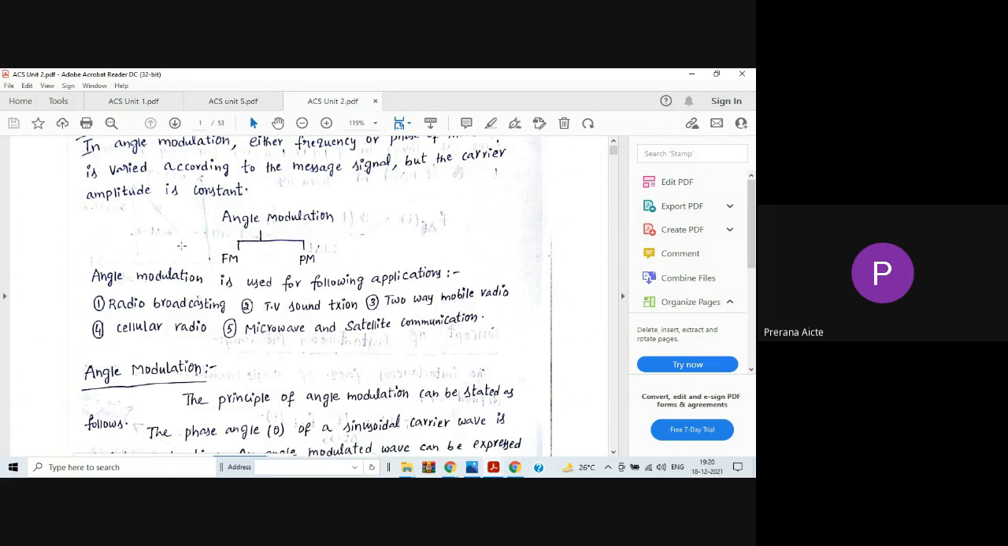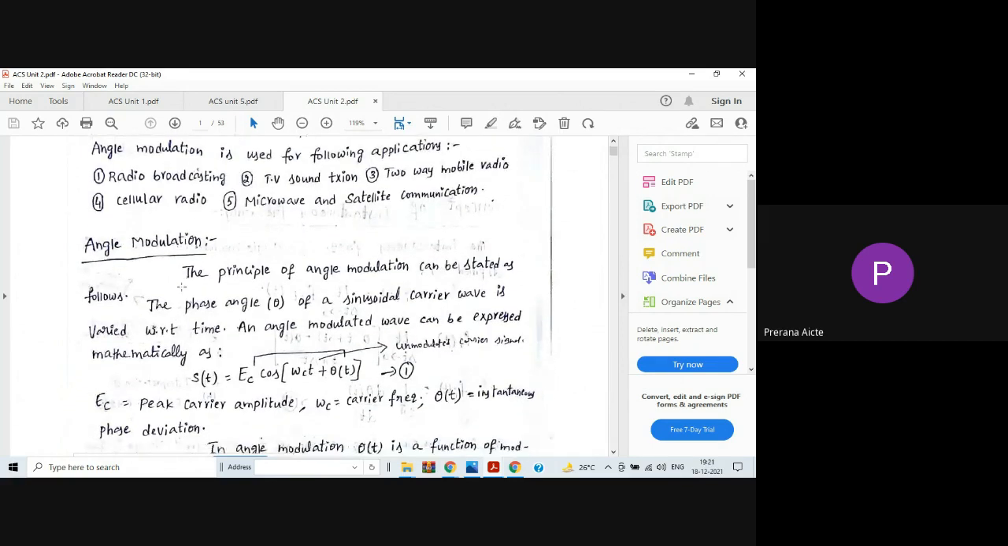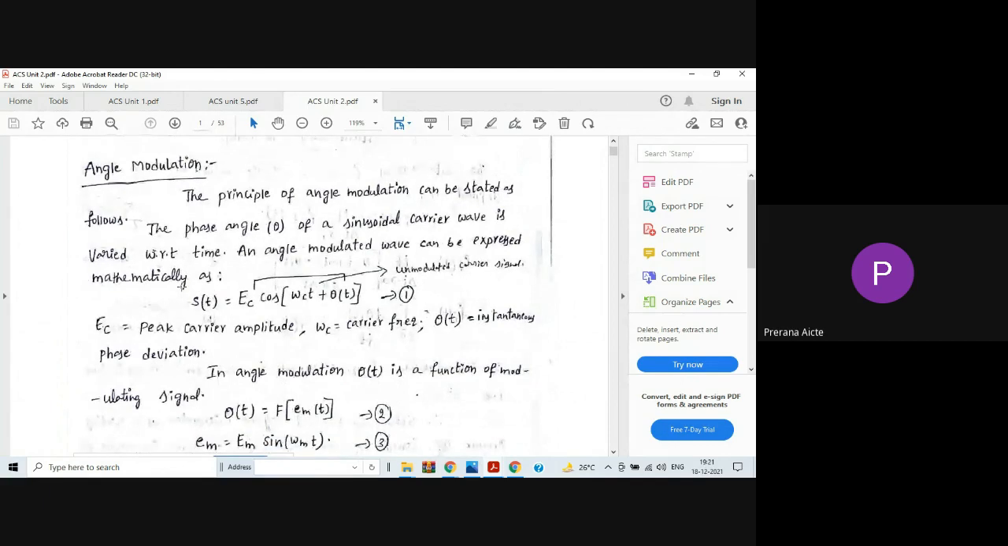They are classified into two types. What are those? Frequency modulation and phase modulation. Angle modulation is used exclusively for applications like radio broadcasting, television sound transmission, radio communication, cellular radio communication, and microwave and satellite communication. For that purpose, we are using angle modulation. So how do you define angle modulation? Where the phase angle of a sinusoidal carrier wave is varied with respect to time.